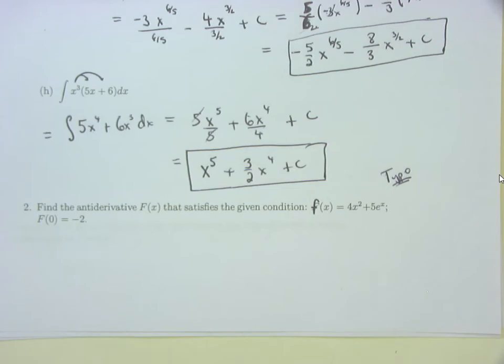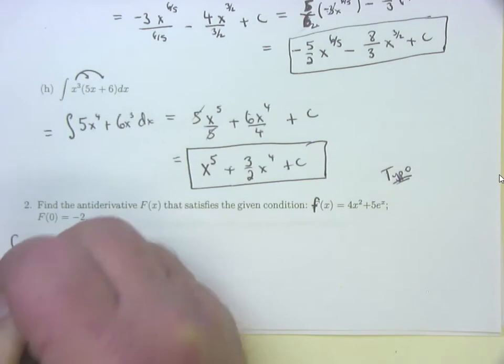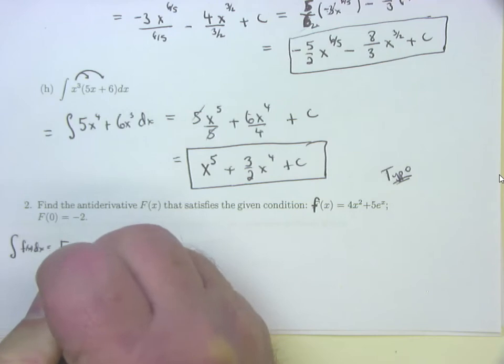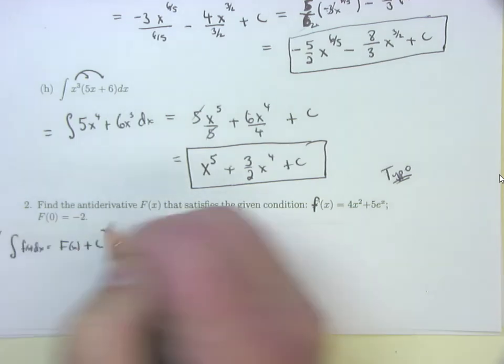Find the antiderivative, big F of x, that satisfies the given condition that little f of x is equal to 4x squared plus 5 e to the x. And they gave you something else. Big F of 0 equals negative 2. This is this notation that, remember we mentioned that when I integrate little f of x dx, what do I get? Big F of x plus c. We're trying to use this notation.